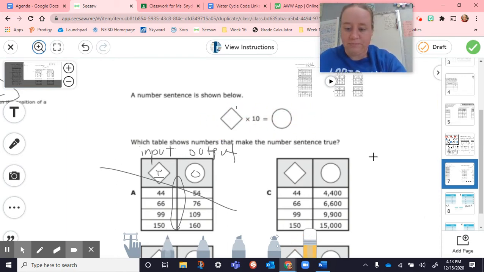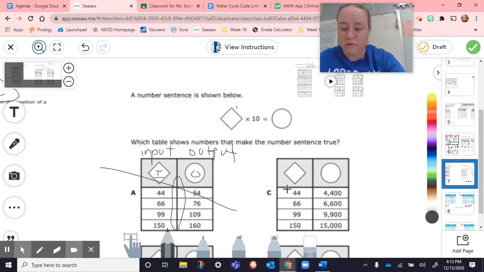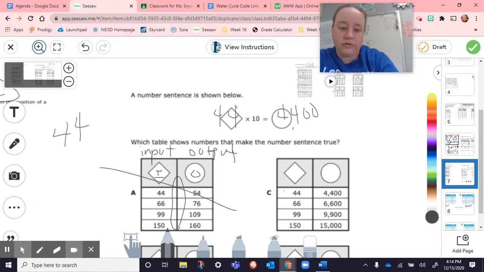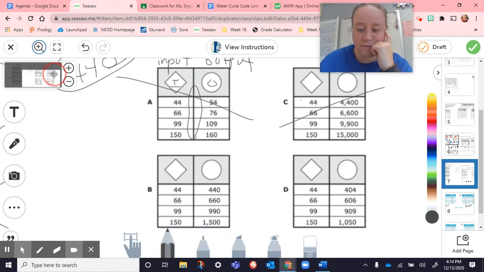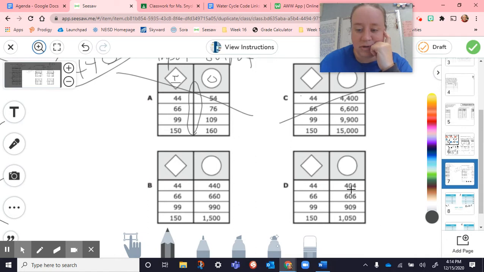So let me try another one. 44. Look at C. 44 times 10 gives me 4,400. Well, here, if I take 44 and I multiply it by 10, then there's only one zero. 44 times 1 is 44, and the 1 0 at the end is 440. So here, I'm looking for something. That one doesn't match, so I'm going to go ahead and take that out. I'm looking for something that has 440. This one has the 0 in the wrong place.